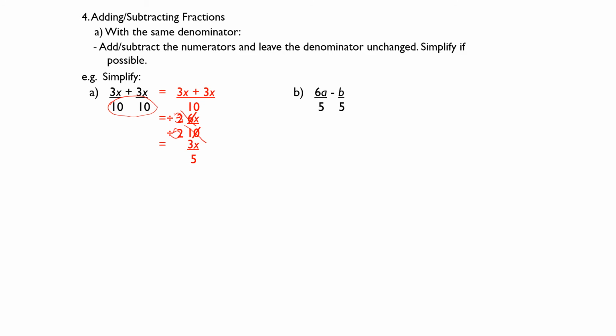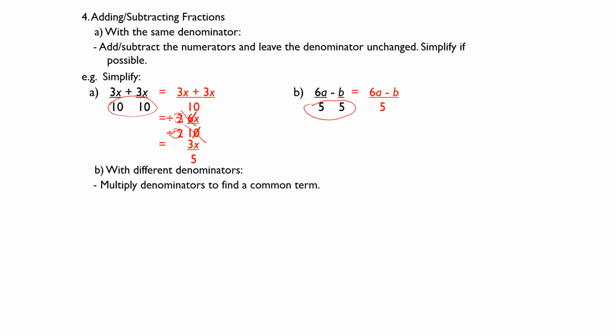This one's also okay because we've got 5 on the bottom, so 6a minus b over 5. Nothing you can do with that one because you can't simplify 6a minus b, so it has to be the same. Just have to leave it like that.